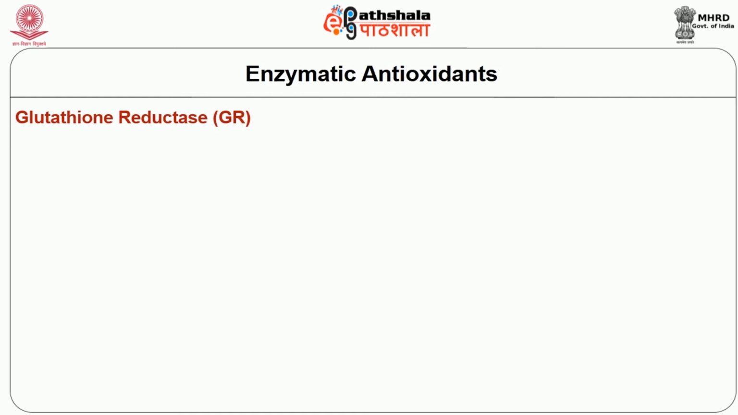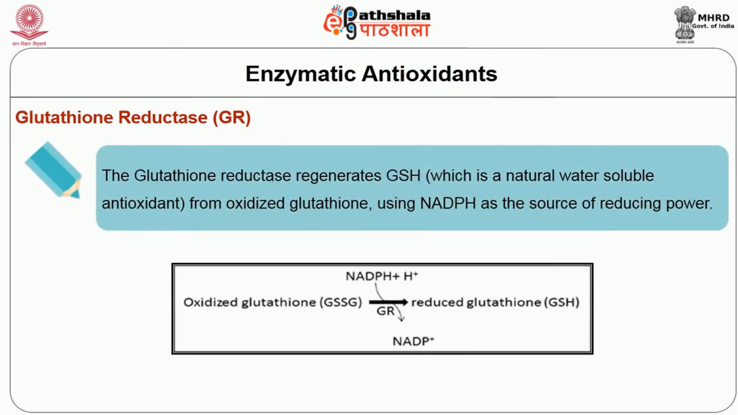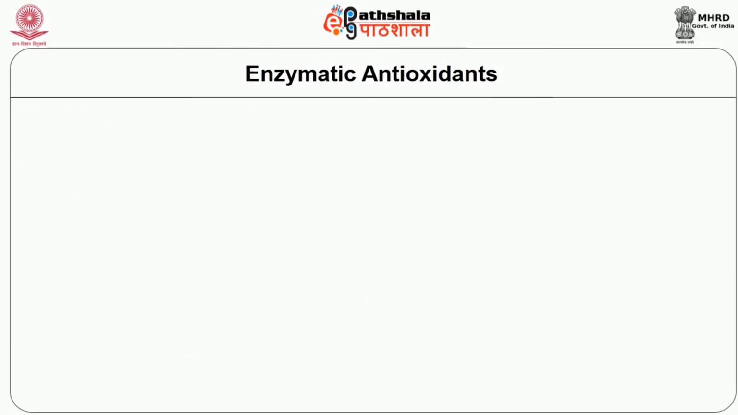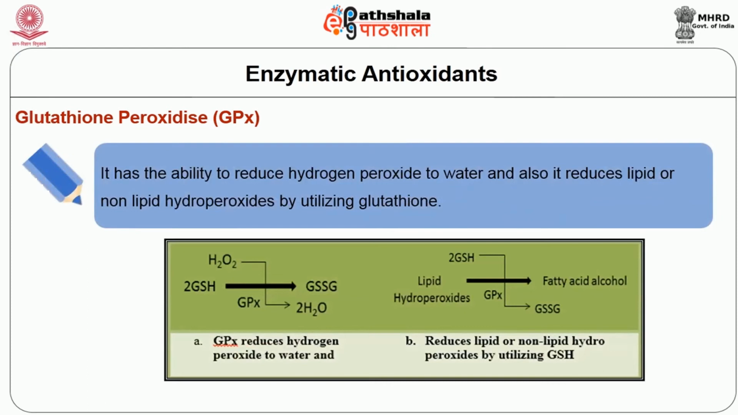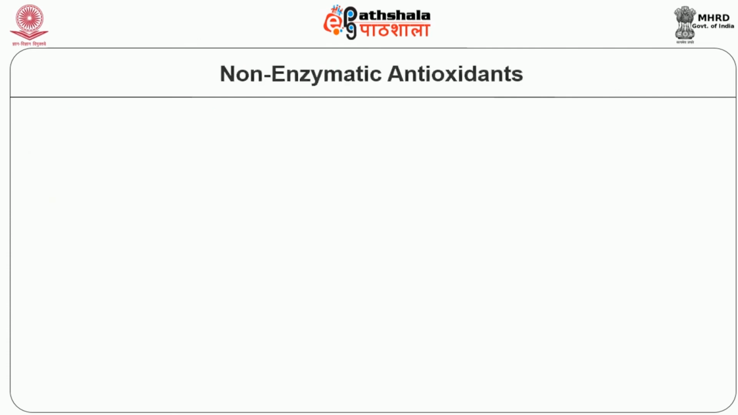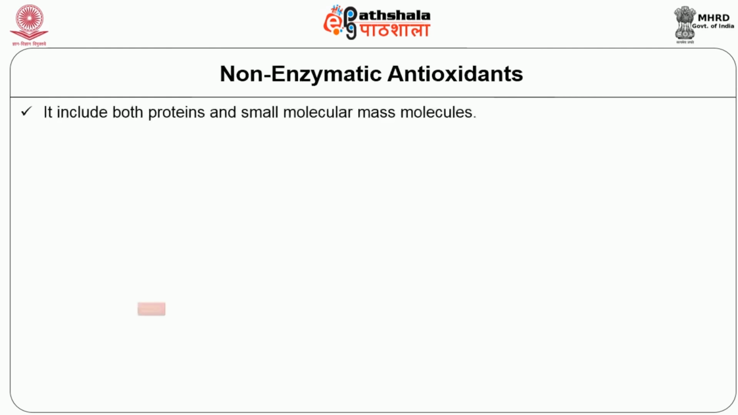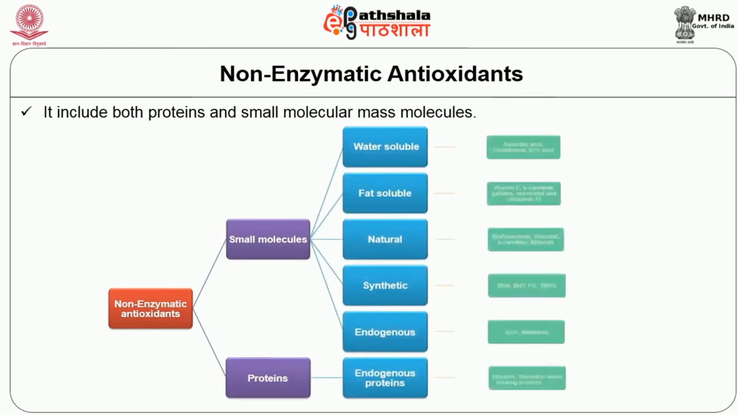Glutathione reductase is another type of enzymatic antioxidant. The glutathione reductase regenerates glutathione, which is a natural water-soluble antioxidant, from oxidized glutathione using NADPH as the source of reducing power. The antioxidant glutathione peroxidase has the ability to reduce hydrogen peroxide to water and also lipid or non-lipid hydroperoxides by utilizing glutathione. The other class called non-enzymatic antioxidants include both proteins and small molecular mass molecules.